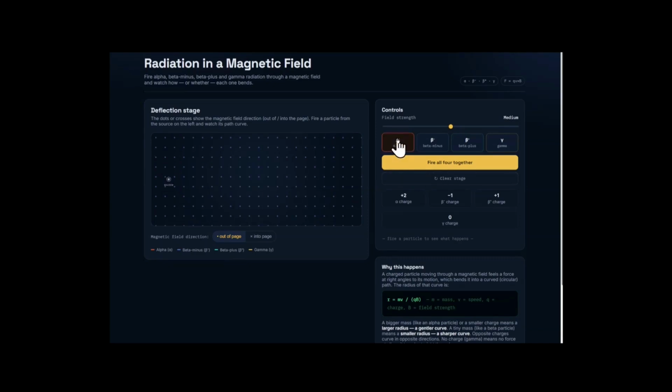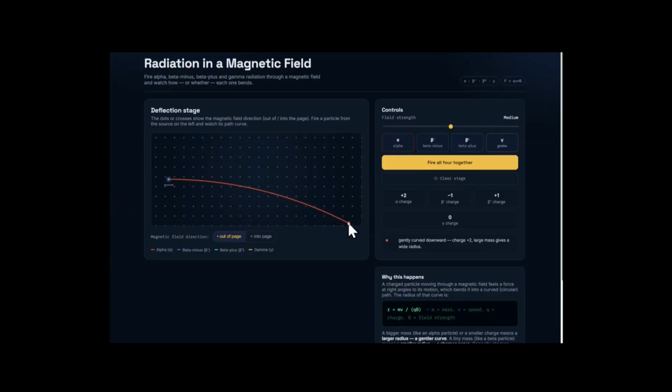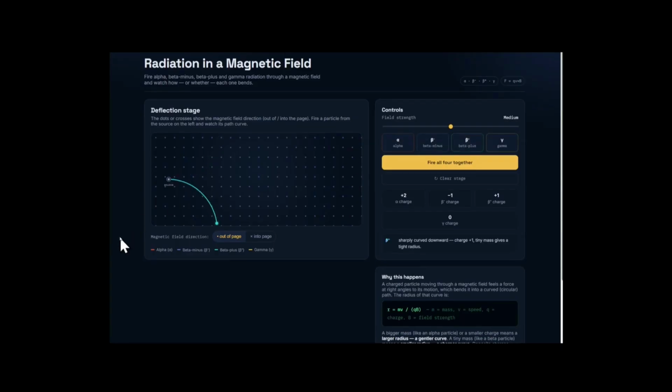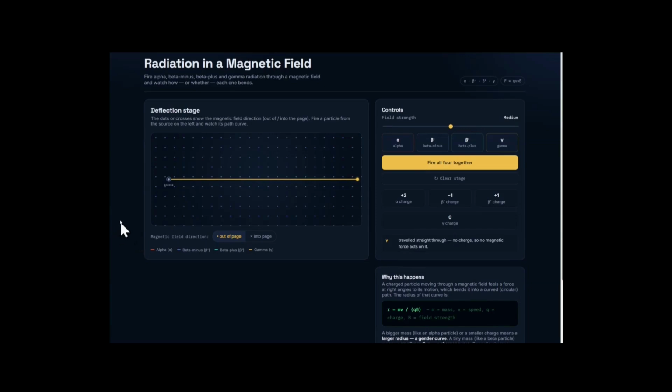If we fire an alpha particle, it's going to move in one direction. If we fire a beta negative, it's going to curve away very, very sharply in that direction. A beta positive, a beta plus, it's going to curve away the other direction. The gamma, it's just going to keep on trucking. It's going to thumb its nose at that magnetic field, and it's going to keep going.